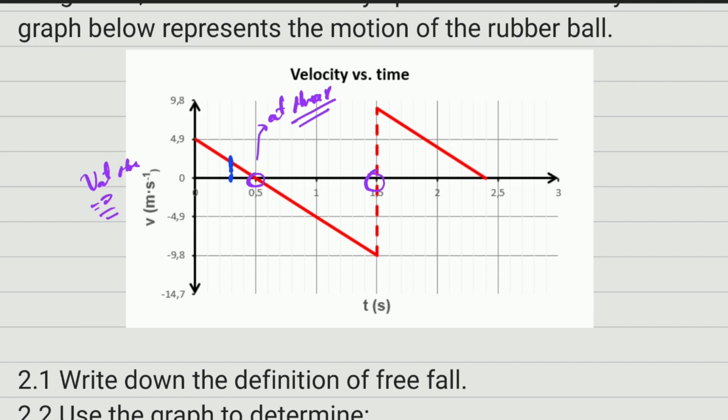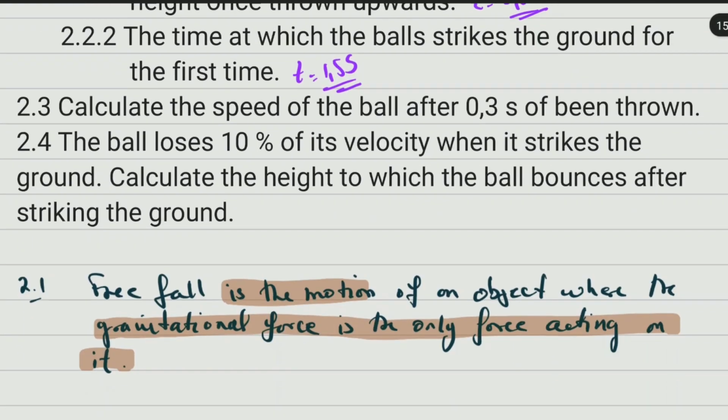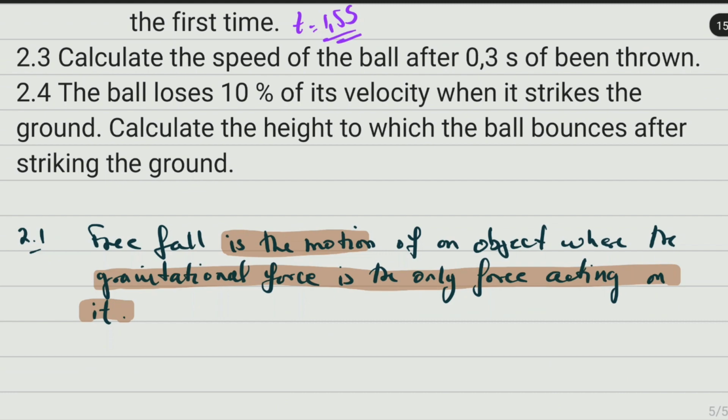So they want to know what is the velocity of the object at that time. The time is 0.33 seconds according to the question. So let's calculate that question, and that is question 2.3. Okay, so question 2.3, let's write the data we have, and please note that all the data is in the graph.